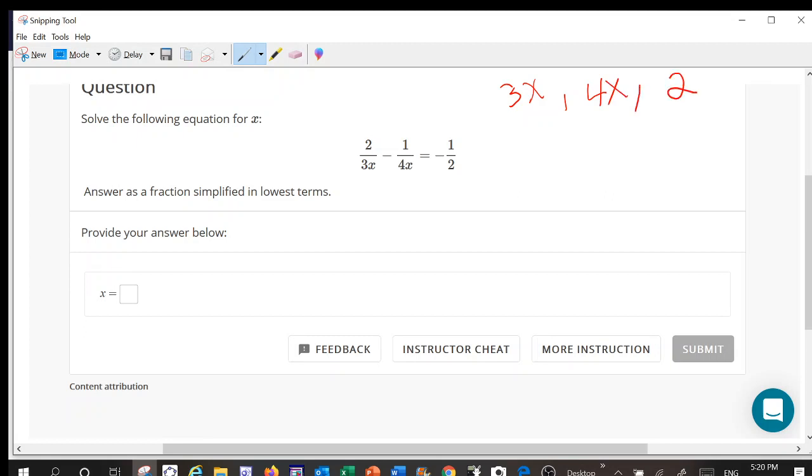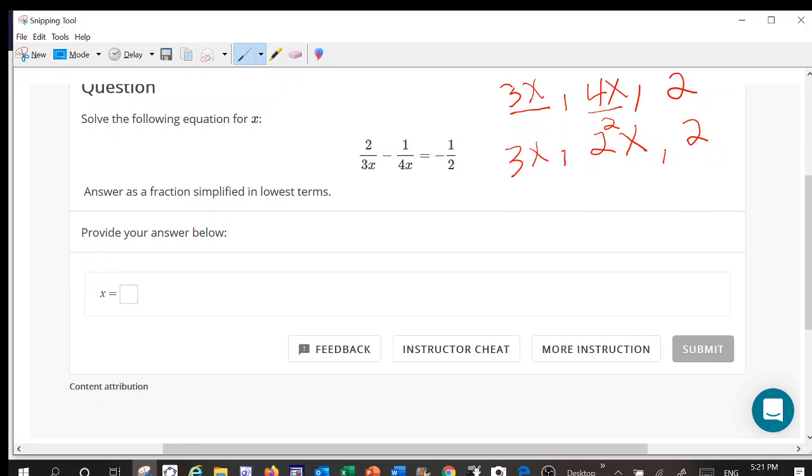Now to find the common denominator, we need to make sure they're in factored form. So this is already in factored form, but this is not. So we're going to write it as 2 squared times x. This one is already in a factored form, and this is in factored form.